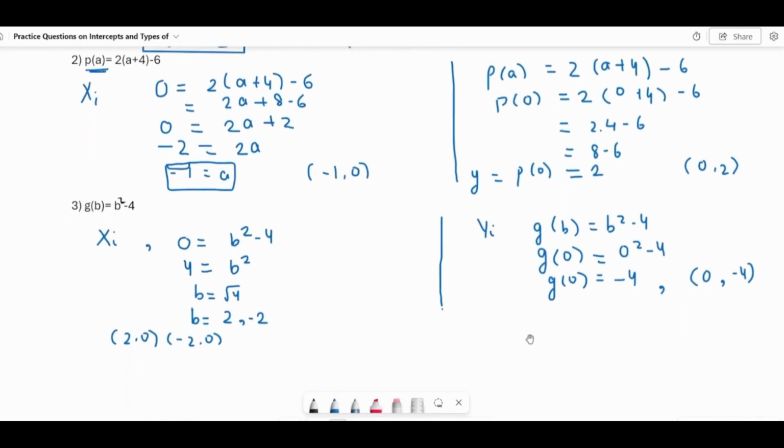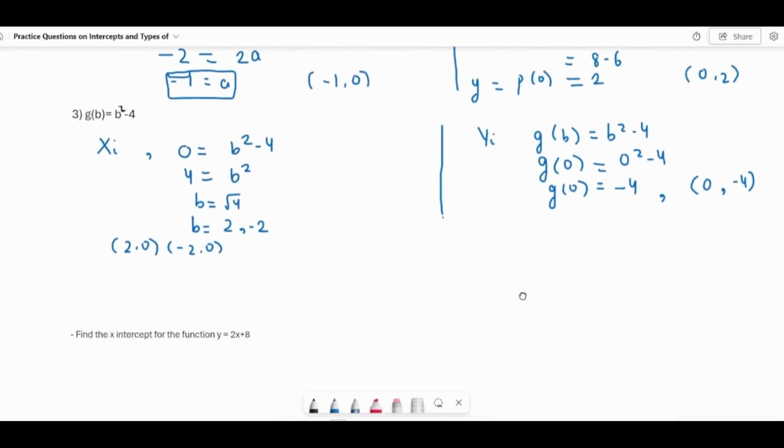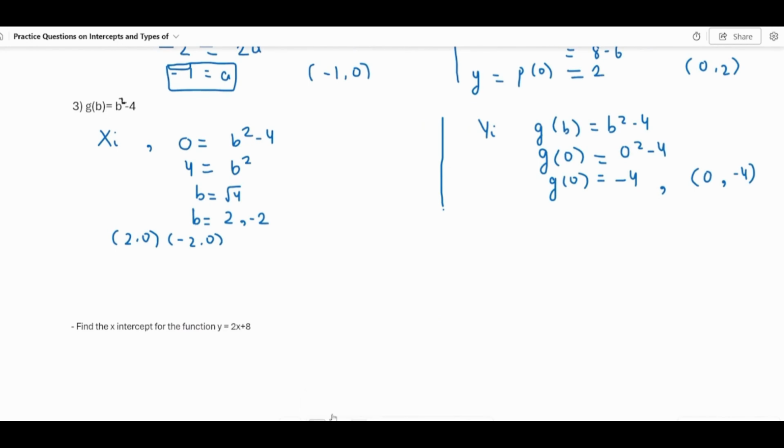Let's see the next question now. Okay, again the similar type. It's just that here instead of using the function notation, I have directly put y here. So y is equal to 2x plus 8, and you have to find the x-intercept. So again, in x-intercept, y is always equal to 0. So 0 equals 2x plus 8.